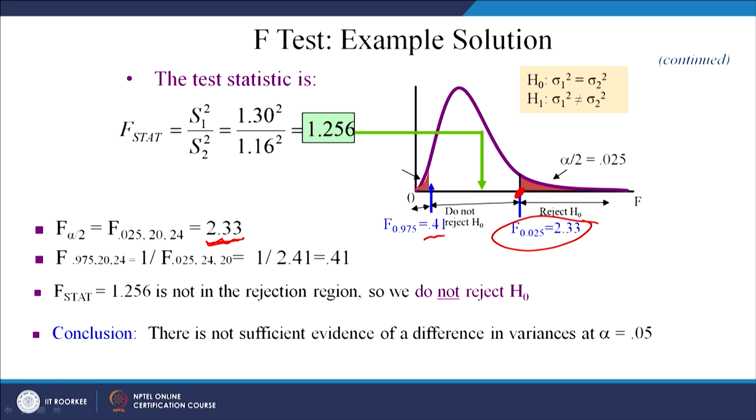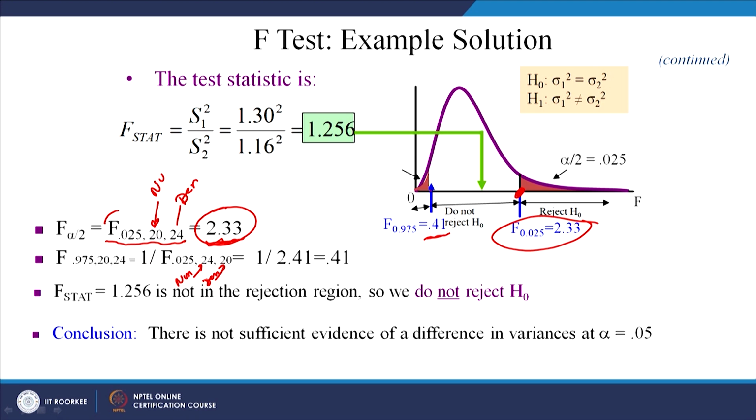For that, what you need to do is very simple. Since you have already calculated this, to calculate the lower critical value, you take 1 upon this, and you just need to change the degrees of freedom. Just see, here it was 24 degrees of freedom, this was the numerator, this was the denominator. Now, just change these two, so this is now the numerator and this is the denominator.